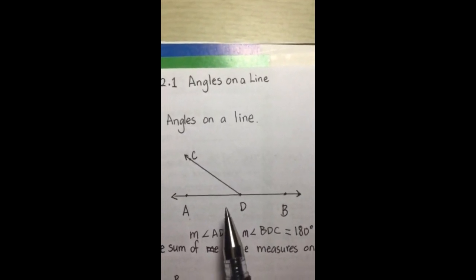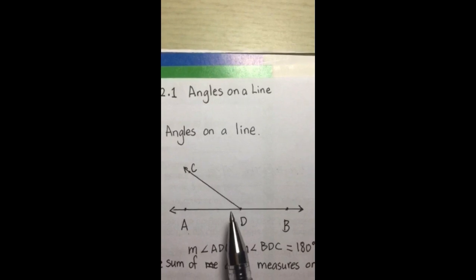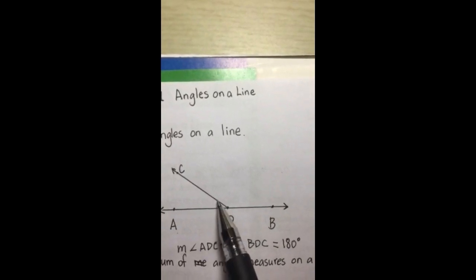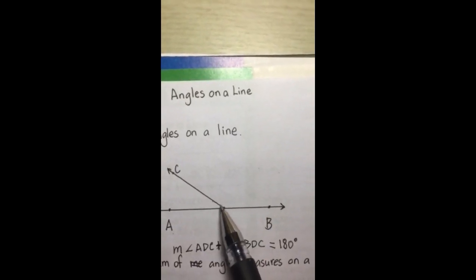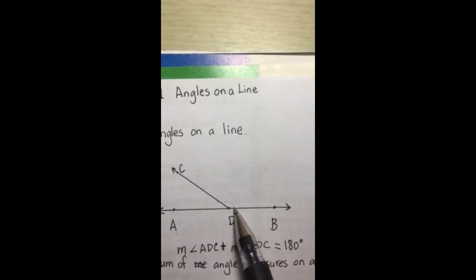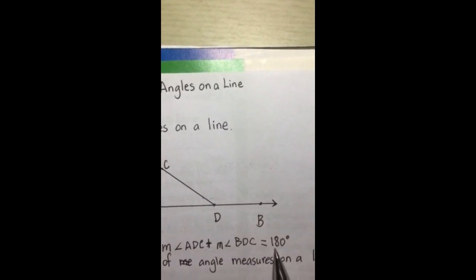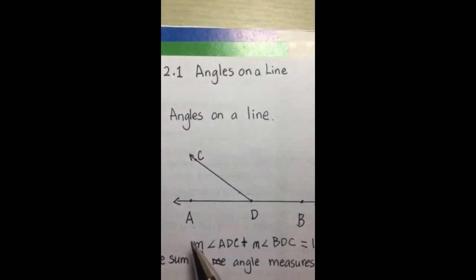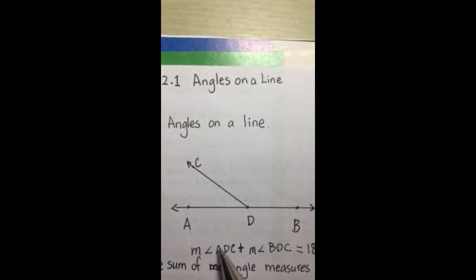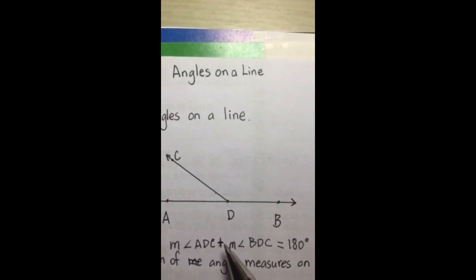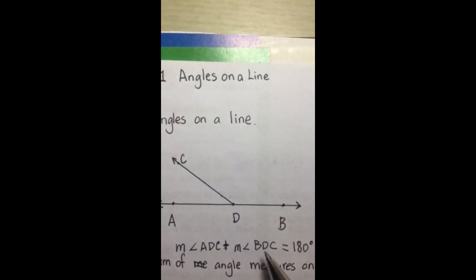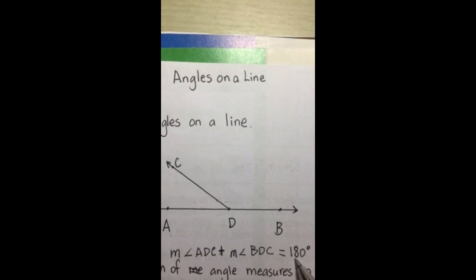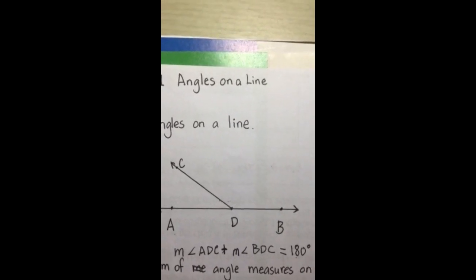One important property of angles on a line is that the measure of this angle and the measure of this angle make 180 degrees. So this is how we can write it. Measure of angle ADC add measure of angle BDC is 180 degrees.